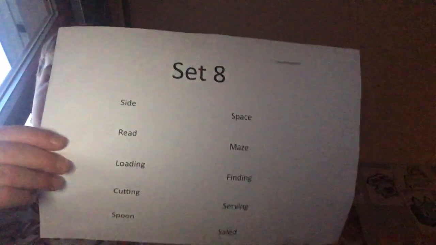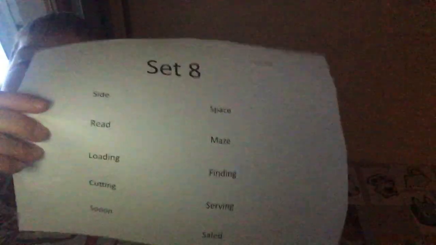Okay, next word, we have spoon. The spoon was brown. Okay, next word. Space. I were in space, that's not true. Next word we have is maze. I went to the maze.